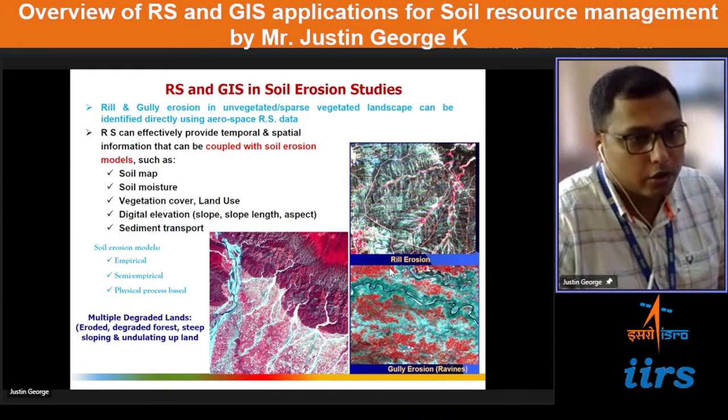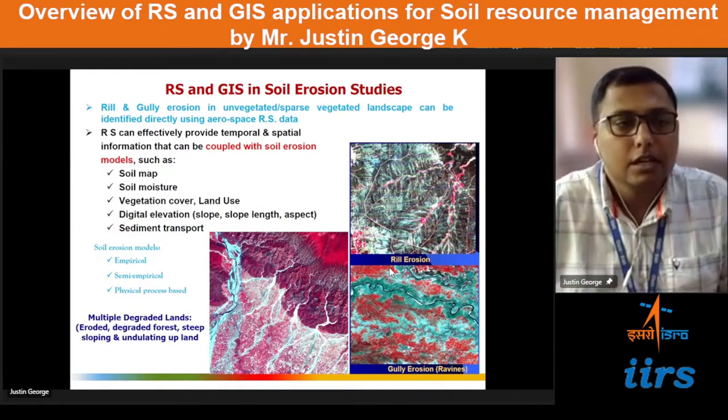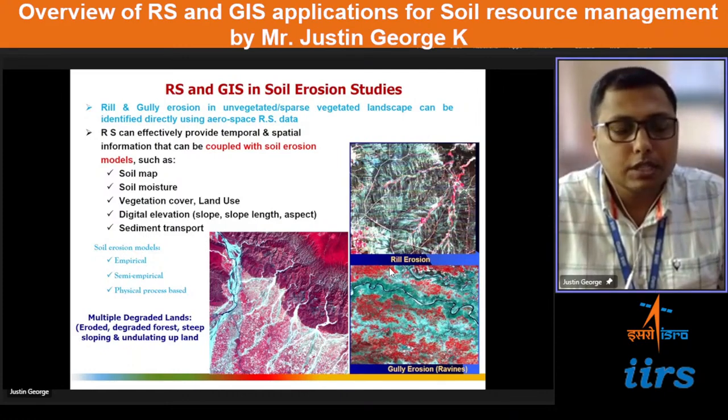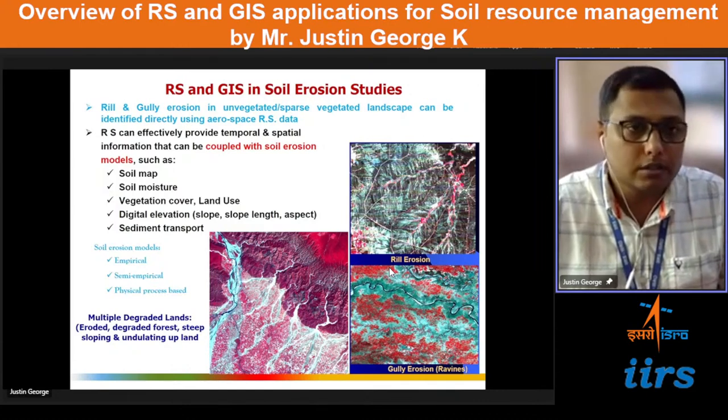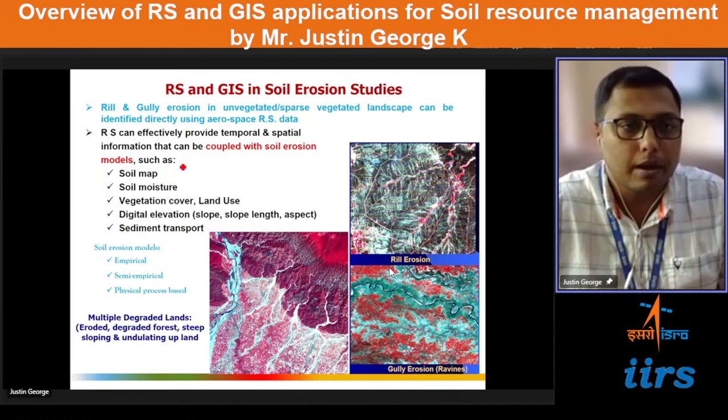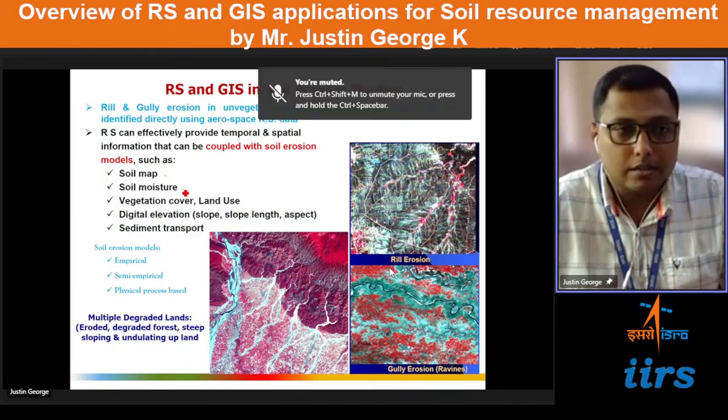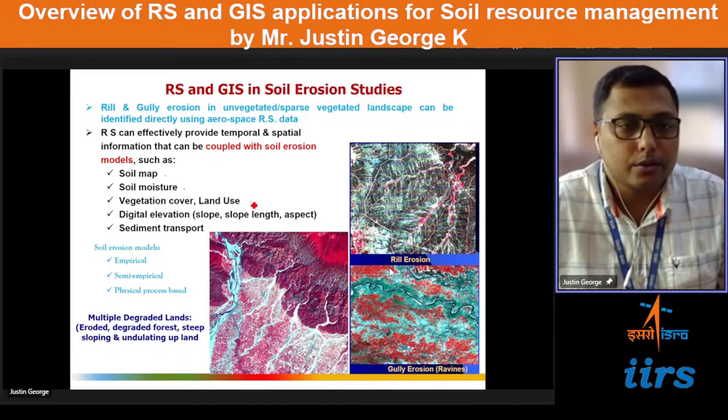Different types of soil erosion models are there, like empirical, semi-empirical, physical process-based models. So the various inputs which are coupled with a soil erosion model and are derived from remote sensing and GIS mainly include the soil map, soil moisture condition, spatial estimation, the vegetation cover as well as the land use, the digital elevation model as well as the sediment transfer.